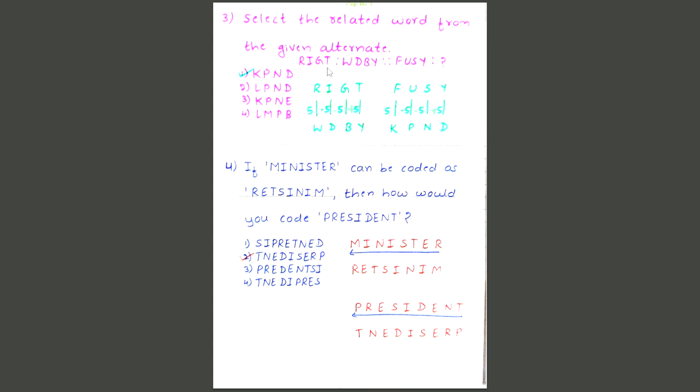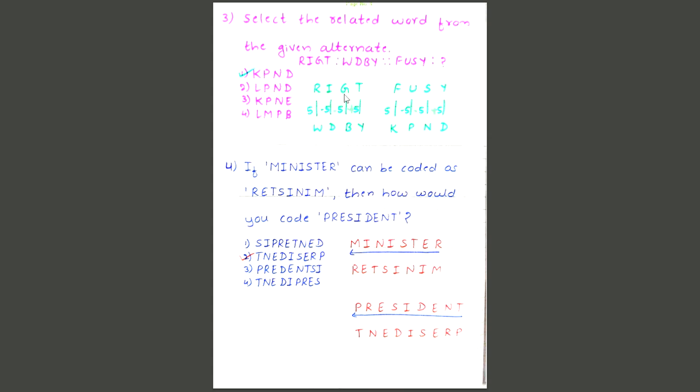Then the third one. Select the related word from the given alternatives. Here RIGT is coded as WDBY, then FUSY is coded as what? Here R is the 18th letter and W is the 23rd letter. We are adding 5 to this 18th letter, we get the 23rd letter, that is W, and I is the 9th letter and D is the 4th letter. So we subtract 5. 9 minus 5 is 4, that is the 4th letter D.